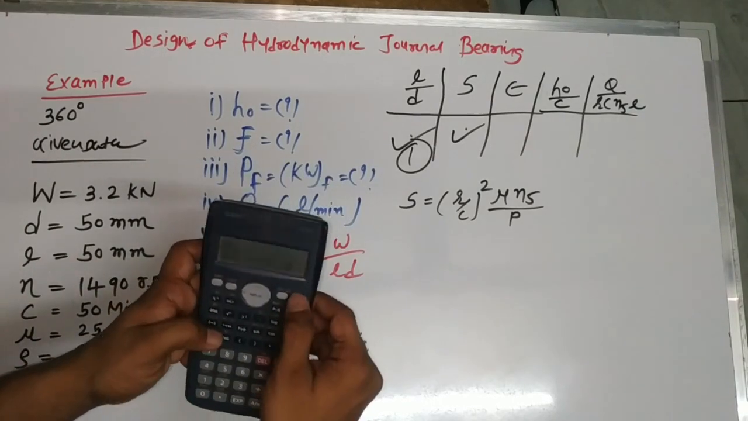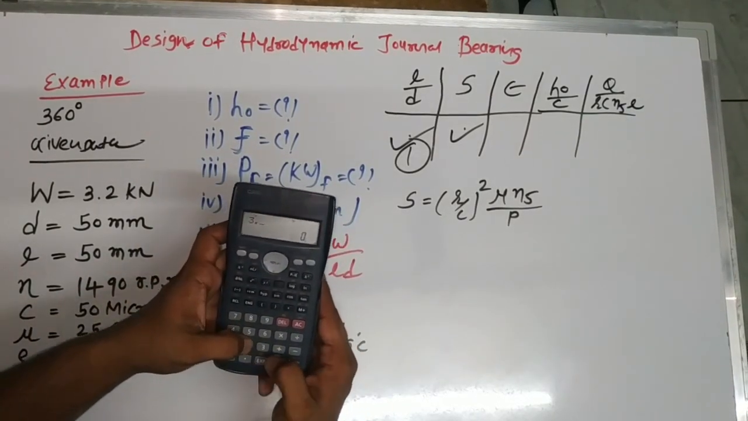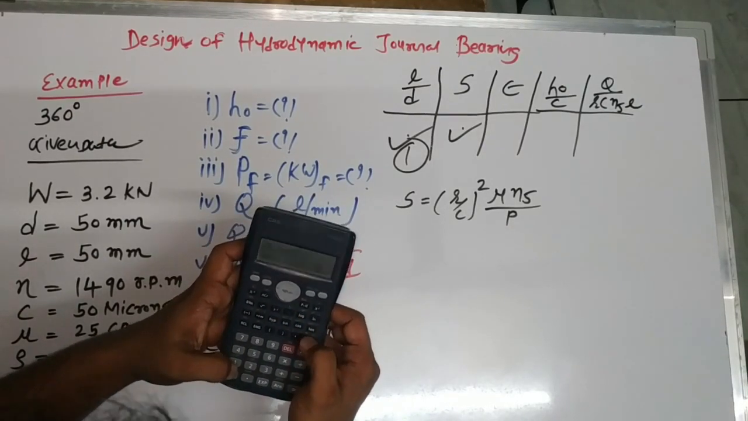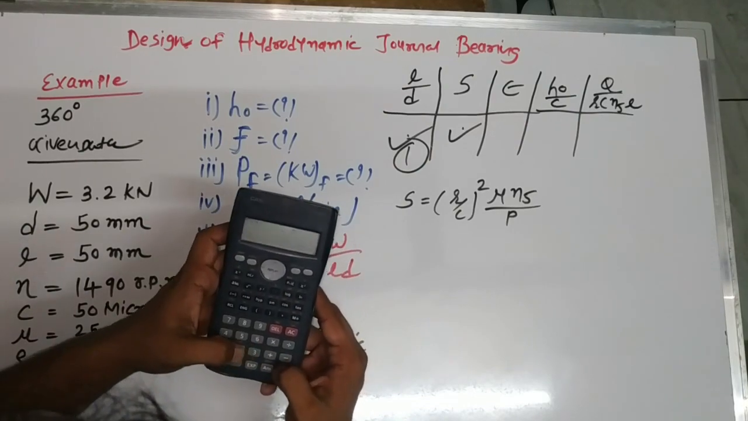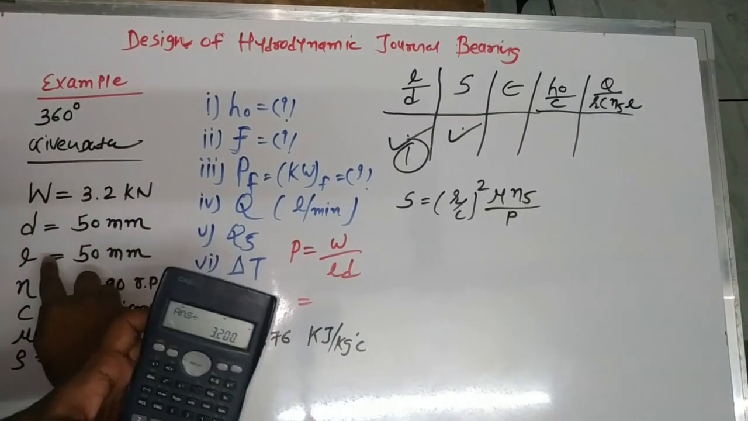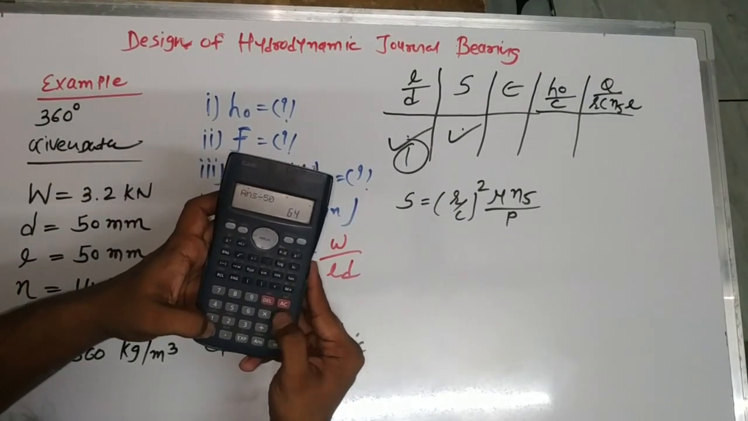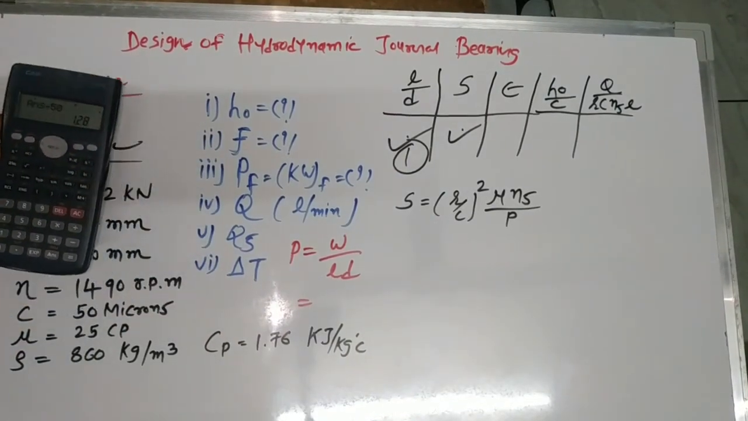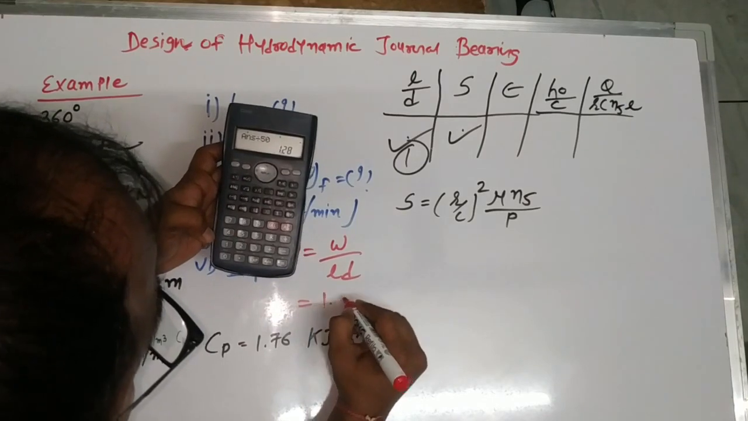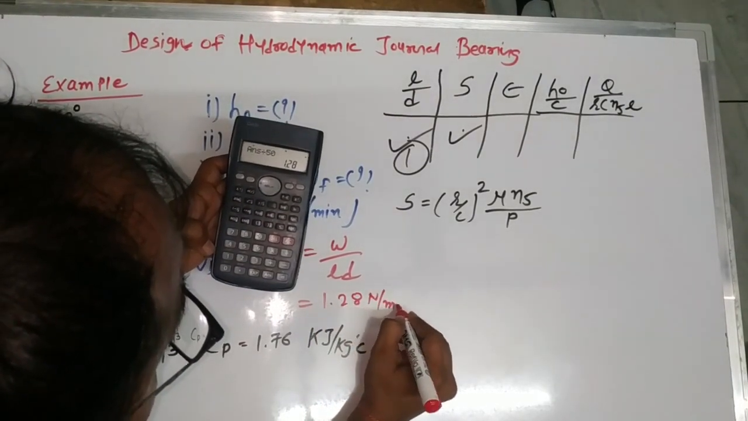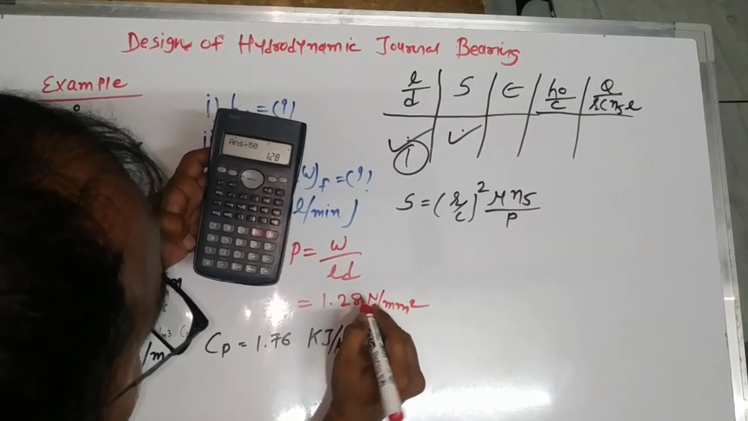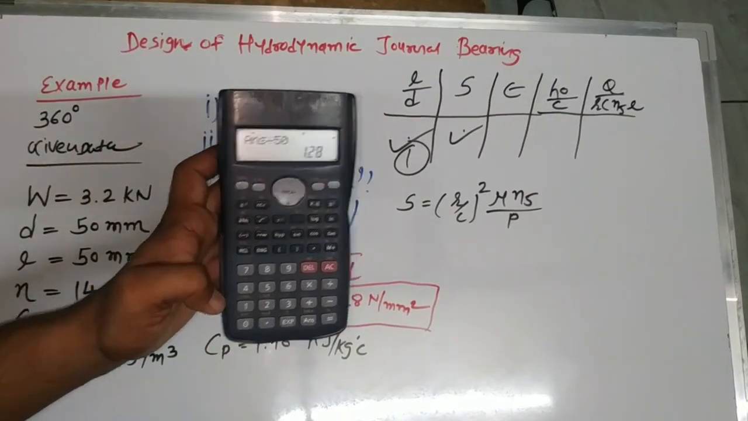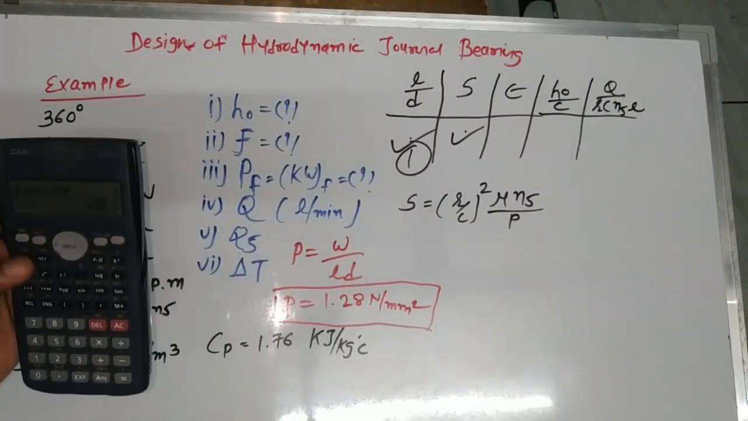Here in the given data, your W is 3.2 kilonewton, so 3.2 into 10 raised to 3, divided by L into D, that is 50 into 50. So our bearing pressure is 1.28 Newton per mm square, because D and L are in mm. So that is the answer for your bearing pressure P, 1.28 Newton per mm square.